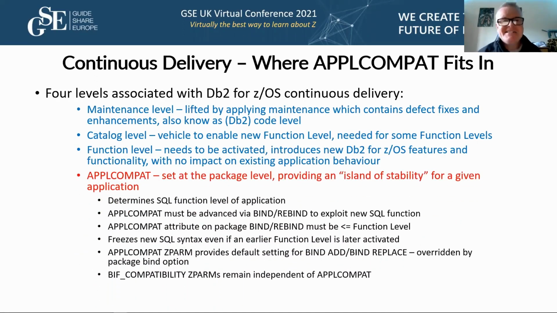There we go. So APPLCOMPAT sets the package level, providing an island of stability, which is a nice term, for a given application. So it determines the SQL function level of the application. You must advance it by a bind or rebind if you want to exploit new function. APPLCOMPAT has got to be less than or equal to the function level. That makes perfect sense. You can't have one that's higher than the function level. It's pretty obvious. It freezes new SQL syntax, even if an earlier function level is later activated.